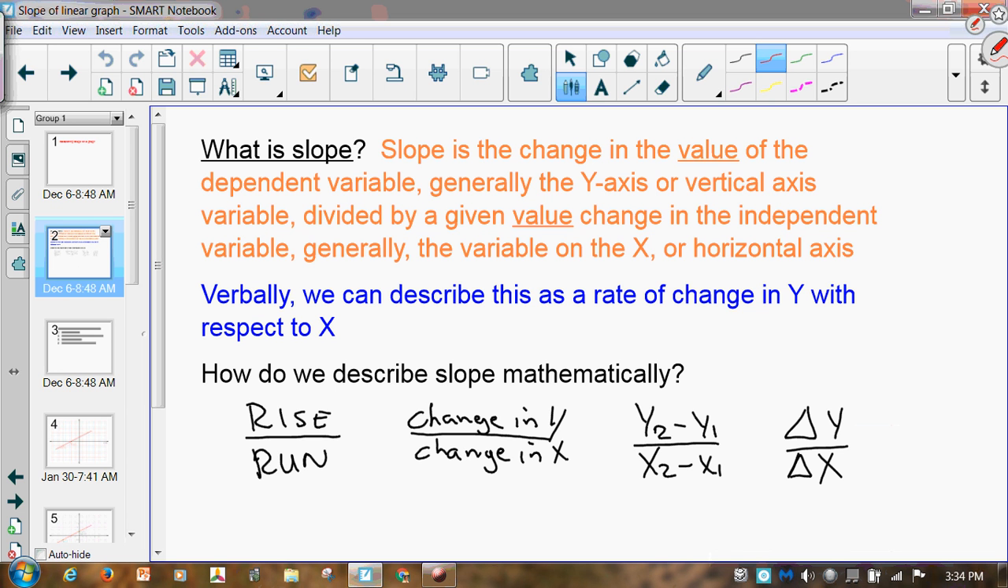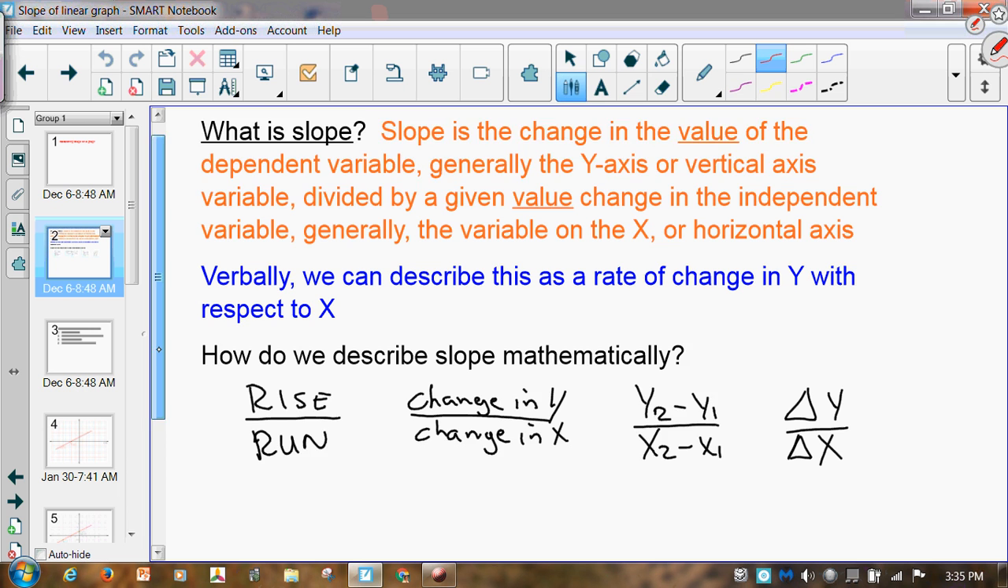What is slope really? Slope is the change in the value of a dependent variable, which is generally the variable on the y-axis or vertical axis, divided by the change in the independent variable, which again generally is the variable on the x or the horizontal axis. Verbally, the way we describe this is a rate of change in y with respect to x.